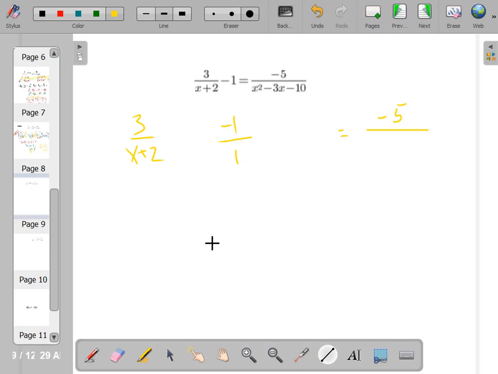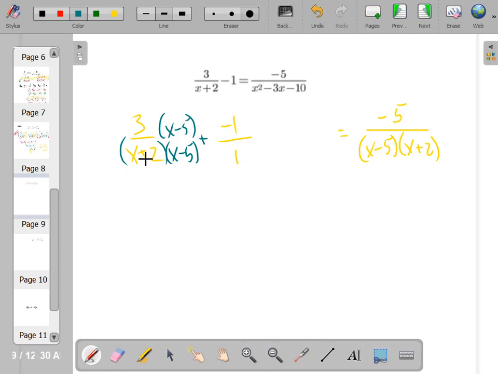I'm going to factor the bottom. So I need numbers that multiply to negative 10 and add to negative 3. That'd be negative 5 and positive 2. This is a 1x squared, so you can just go straight to the factors. So my factors are x minus 5 and x plus 2. Well, this one already has an x plus 2, but it needs an x minus 5. You can imagine plus a negative is the same as subtracting.